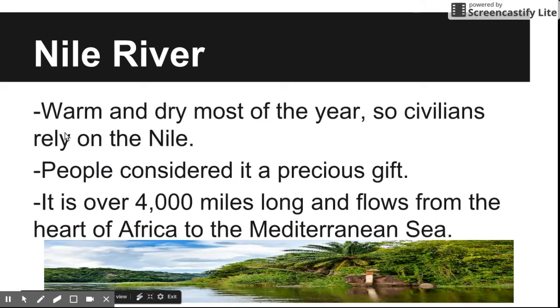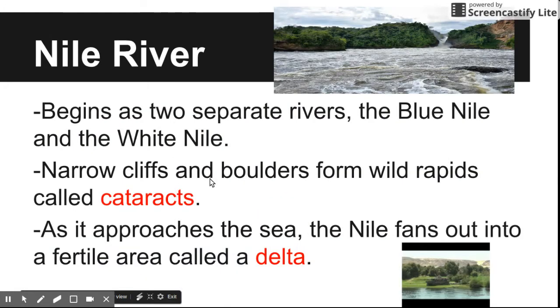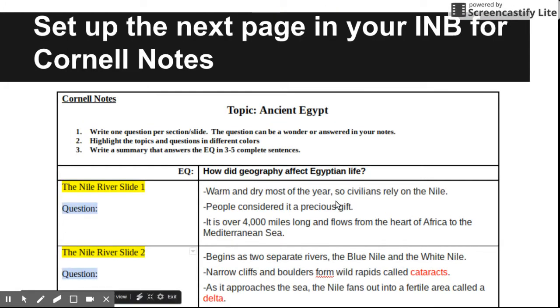So if we look at that, here's all of the notes that go over here. They go over here on the right-hand side. And then we need to write a question. After you get the notes written, you need to write a question. Now this question can be either a wonder, something that you're still wondering about the topic or the stuff in the notes, or it can be something that is answered in the notes. So over here, write that question.